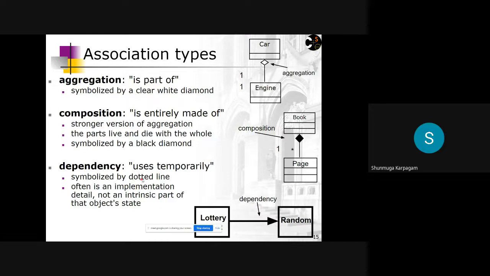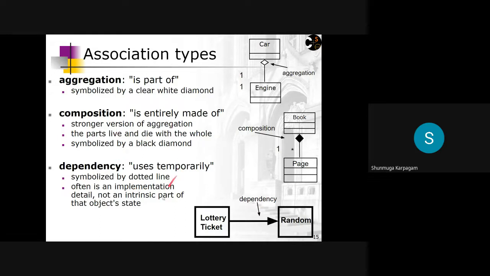And next one is dependency. What is dependency? We use it temporarily, for a particular span of time. For example, here they have used the symbol: a lottery ticket depends on a random number. If we are going to use something temporarily, for a particular span of time, and then switch over to the next thing, we use the dependency relationship.